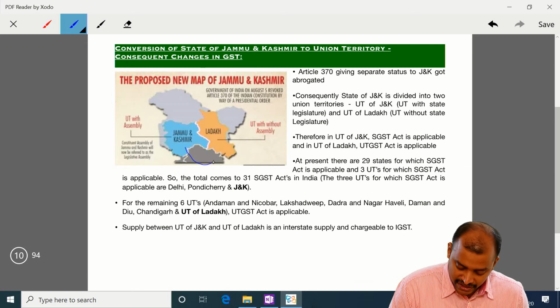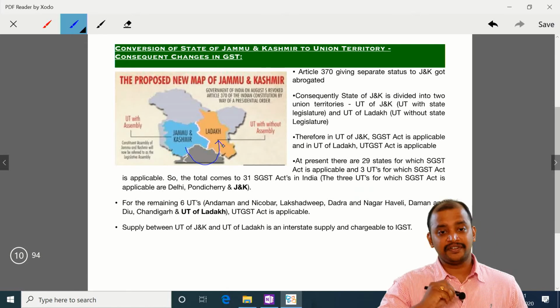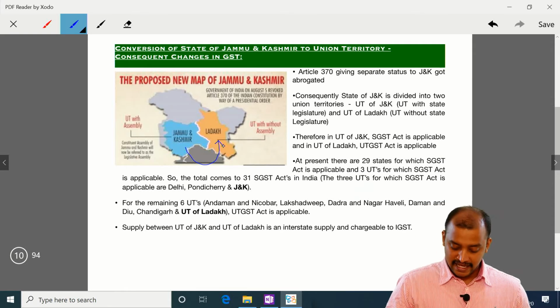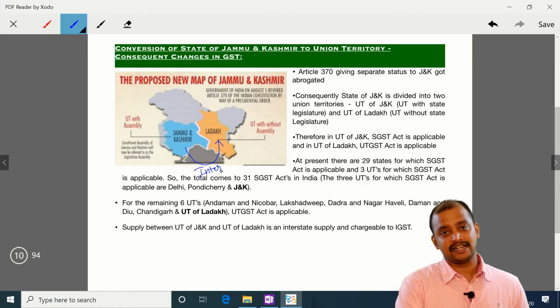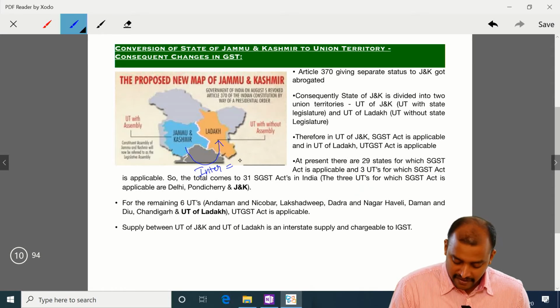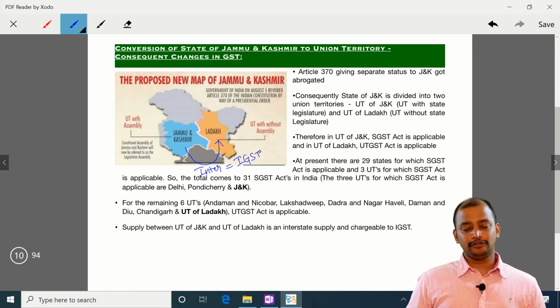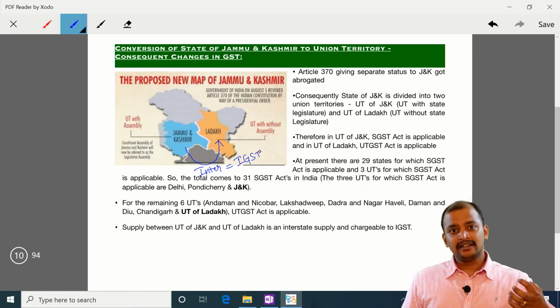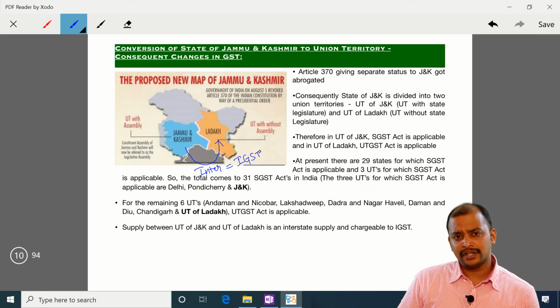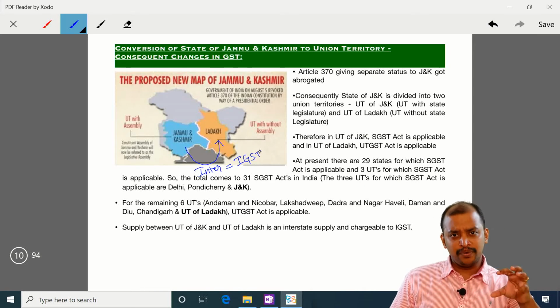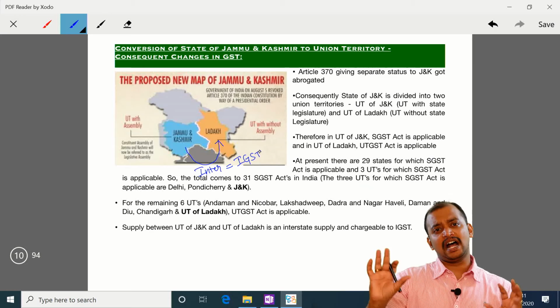Then what if the transaction takes place between Jammu and Kashmir and Ladakh? That is, between Jammu and Kashmir to Ladakh. Will it be intrastate or interstate? Interstate. So accordingly we will have IGST. Therefore, within the Union Territory of Ladakh, CGST plus UTGST. Within the Union Territory of Jammu and Kashmir, CGST plus SGST. Between Jammu and Kashmir and Ladakh, IGST.